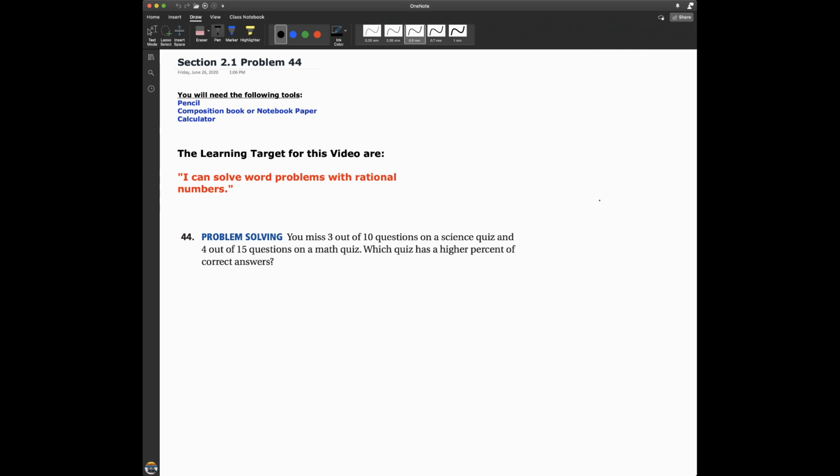And you'll need a pencil, probably a composition book or notebook paper to take notes, and also a calculator. You will probably need a calculator for this problem.